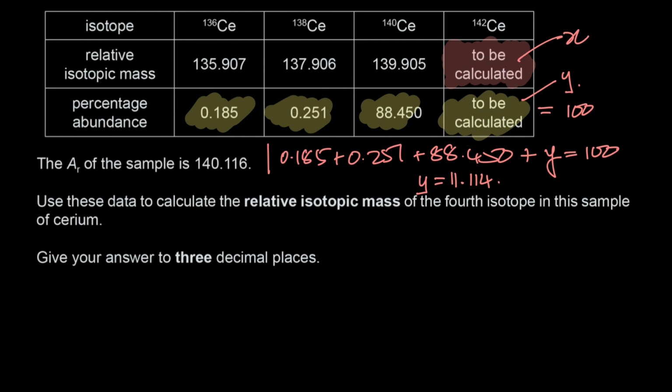And knowing that, I can find the Ar using the weighted average formula. So I know the mass of each of the isotopes multiplied by the abundance of the isotope over a total 100% will give you the average mass. So what I mean here is that the first isotope, which is 135.907, into its abundance, which is 0.185, plus the second isotope.